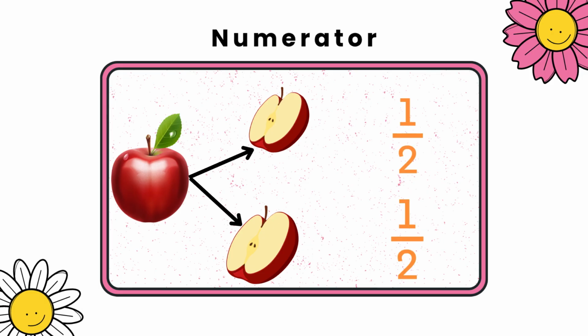Now, what is the numerator? The numerator represents the number of equal parts considered in a fraction for a particular case. In the same example, the numerator would be 1. So our fraction would be 1 by 2. I think you have now got the idea of what a fraction is.